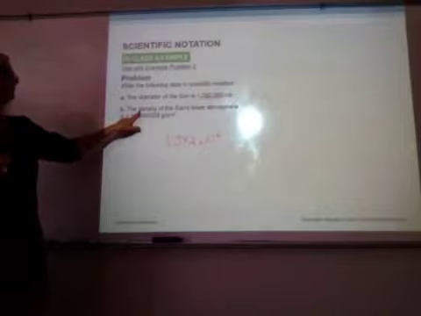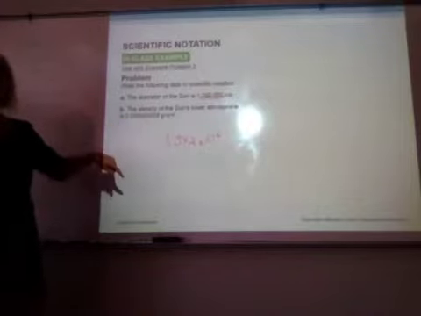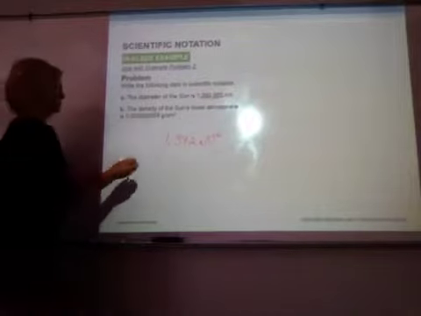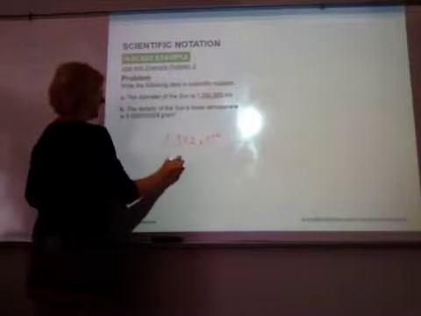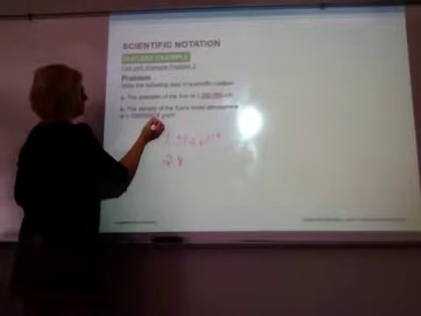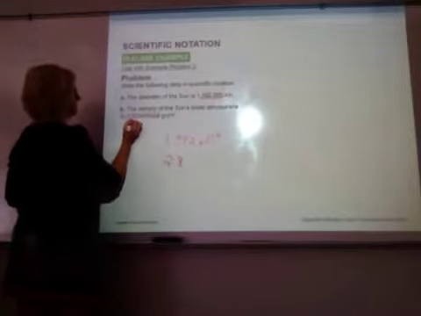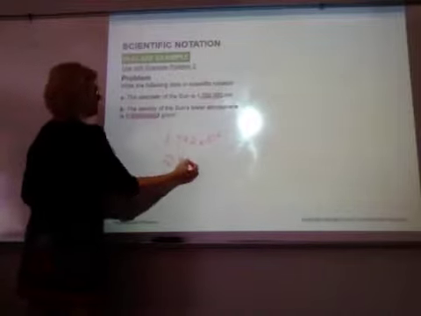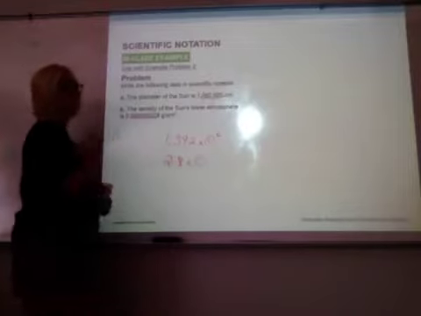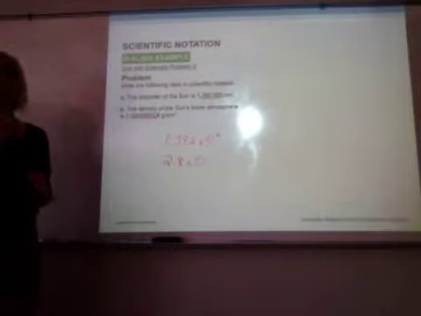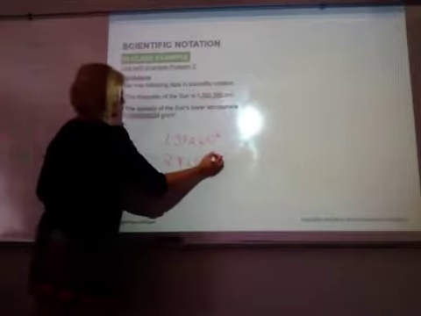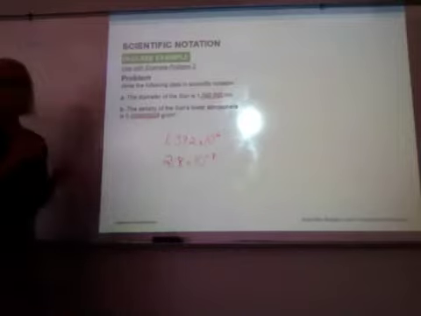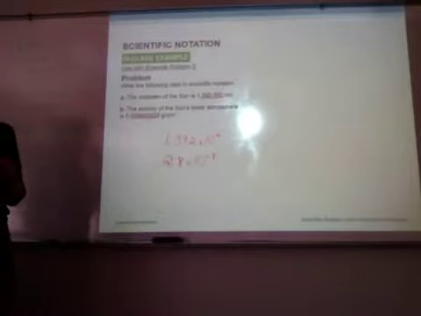Next one, the density of the sun is very, very low. What's the first number that I see that's not a 0? 2. So now I'm going to put 2.8. My decimal's here. I am moving it 1, 2, 3, 4, 5, 6, 7, 8 places. I'm going to take it times 10 to the negative 8. It's a small number. I moved it to the right. It's going to be a negative exponent.